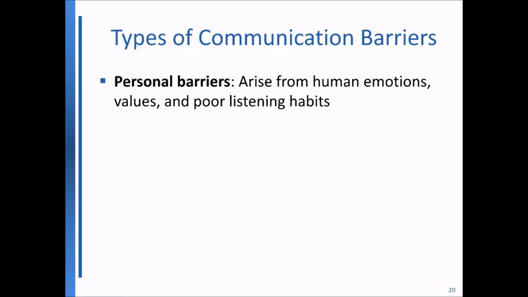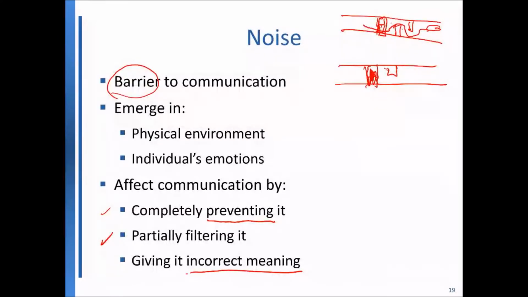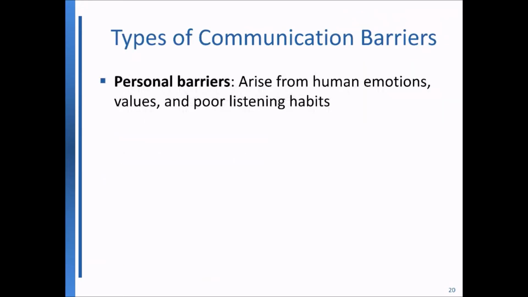Okay, what are these types of communication barriers? First, we have personal barriers. Remember what I said a while ago? Barriers of communication come from individual emotions. That is what we call personal barriers. They emerge, or they arise. Emerge means arise. They arise from human emotions, values, and poor listening habits. So these are types of personal barriers.